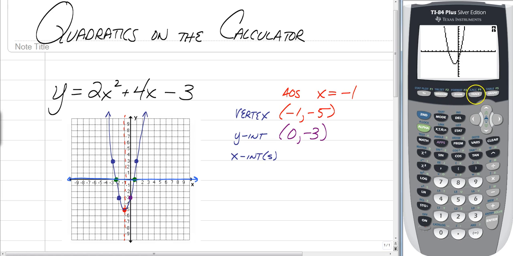So if you click second trace, which is the calculate menu again, we're going to go find the intersection. So that's number 5. And all you have to do is take your little spider and put it right at one of your x-intercepts, and just get it somewhere close. You're not going to be able to get it perfect. It's just fine. So right there is perfect. And just click enter 3 times. 1, 2, 3.